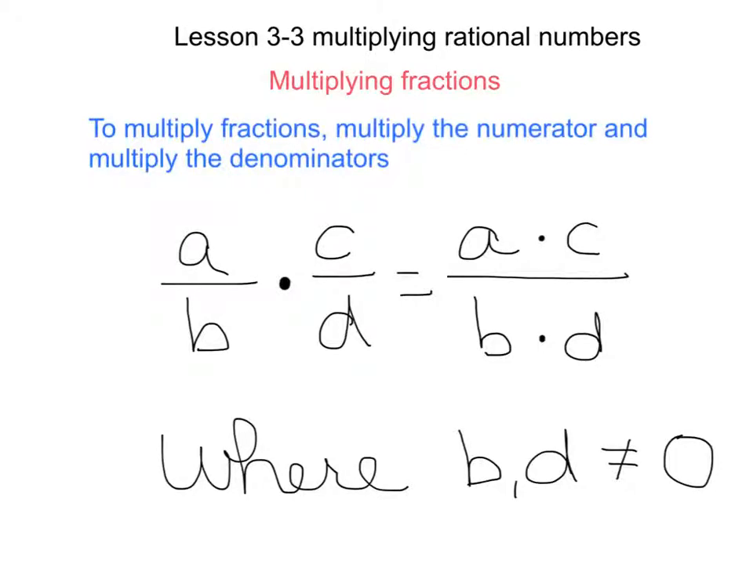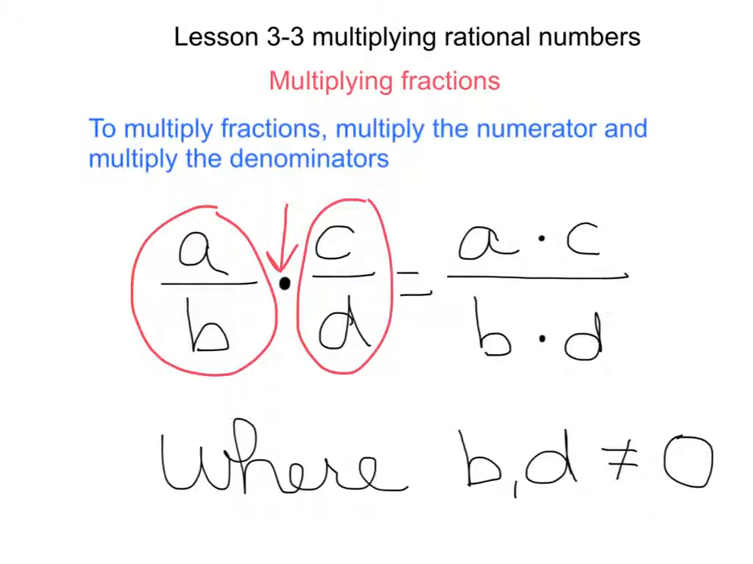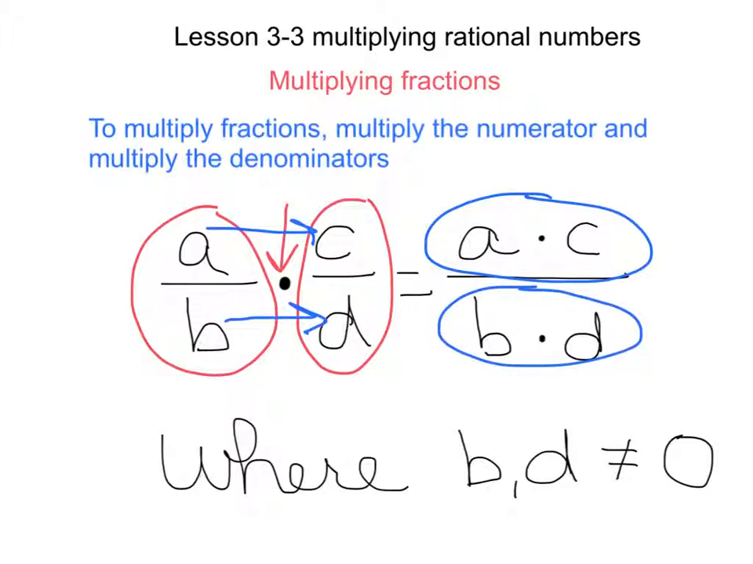Lesson 3-3, Multiplying Rational Numbers. So when we are multiplying rational numbers, you multiply the numerators and you multiply the denominators. So for example here, we have A over B times C over D. When you multiply your numerators, you just multiply straight across. So we multiply A times C to get AC, and we get B times D to get BD, and then you divide that with your fraction bar.